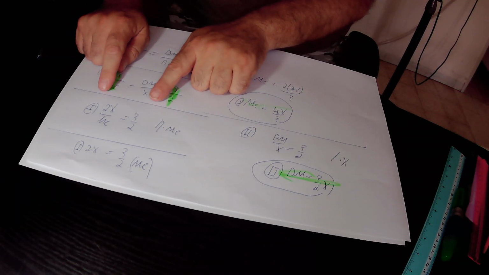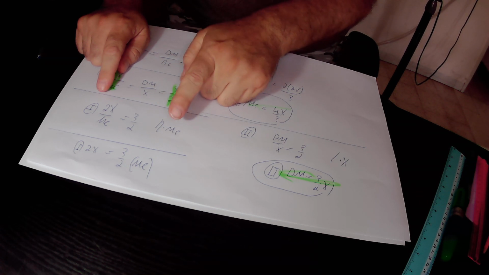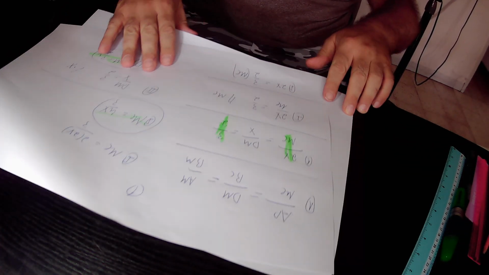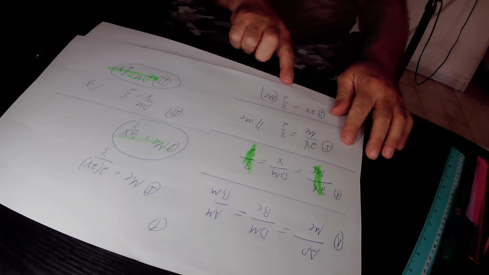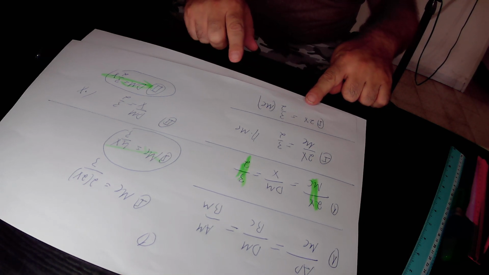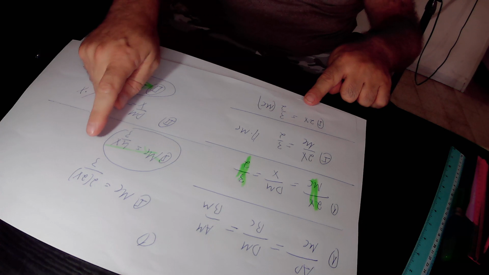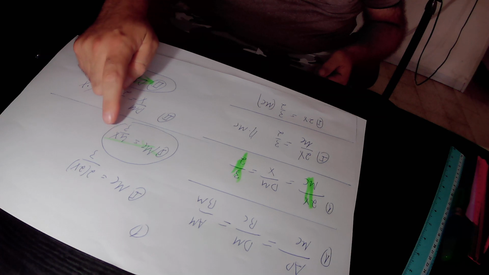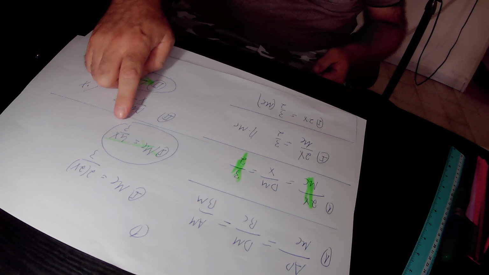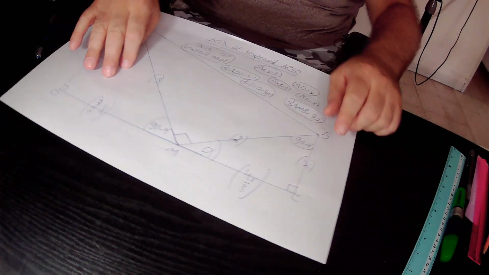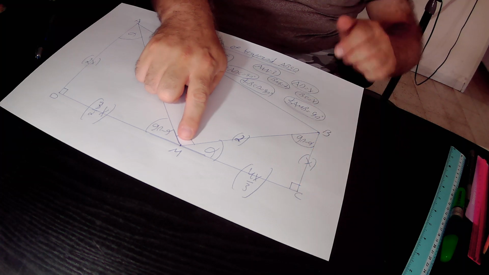Here we multiply this equation by MC and find out that 2x equals 3 halves MC. Then we multiply this equation by 2 and divide by 3 simultaneously and find out that MC equals 2 times 2x over 3. 2 times 2x is 4x, so in total this expression equals 4x over 3. So in total we found out that MC equals 4x over 3.